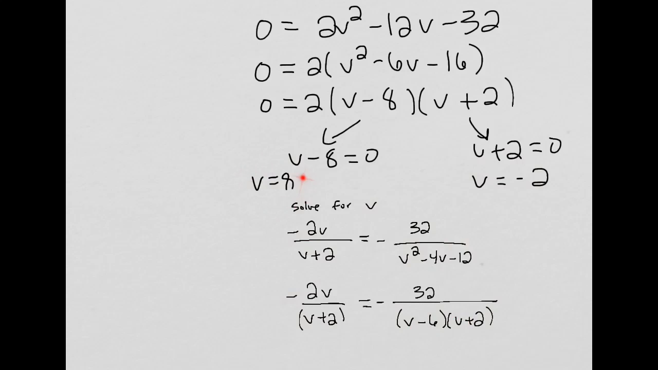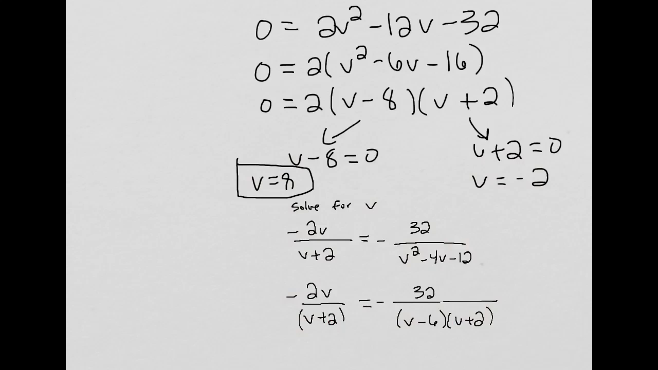So let's do v equals 8 first. If I plug 8 into this first factor, notice I would get v plus 2, so 8 plus 2 is 10. If I plug 8 in here, I get 8 minus 6 is 2. If I plug 8 in here, I get 8 plus 2 is 10 again. So the bottoms are not going to be 0. That means that v equals 8 is going to be a good solution. So I can box that in.